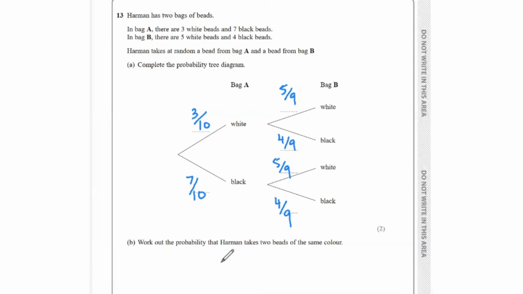Then it says work out the probability that Aman takes 2 beads of the same color. He can either take white and white, or he can take black and black. So when you're moving along the branches, you multiply. Across the branches, you add. So we do 3/10 times 5/9 plus, because now we're moving to black and black, 7/10 times 4/9.